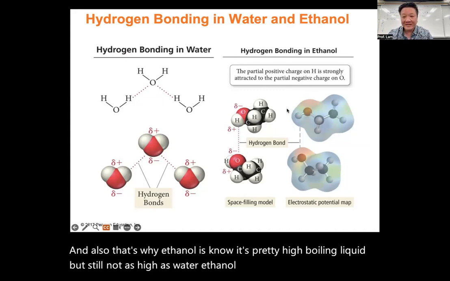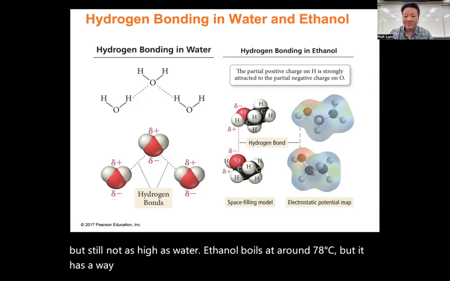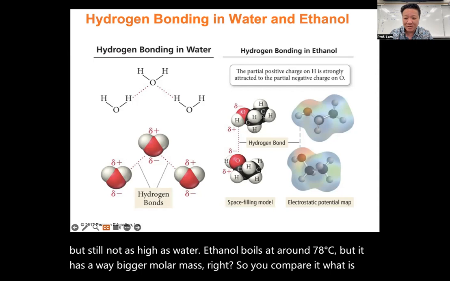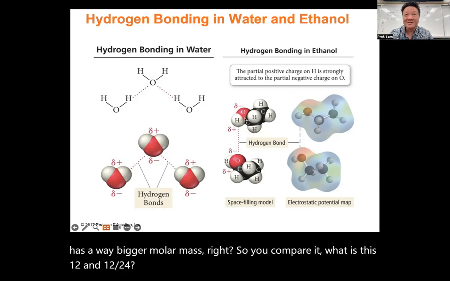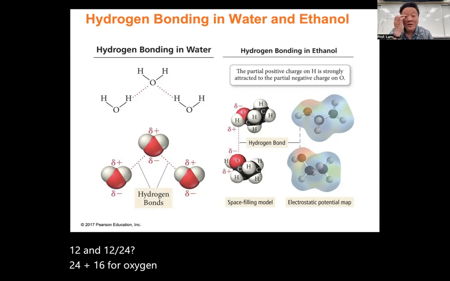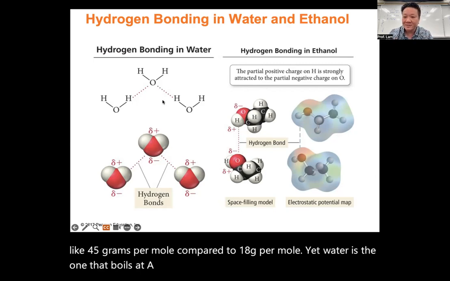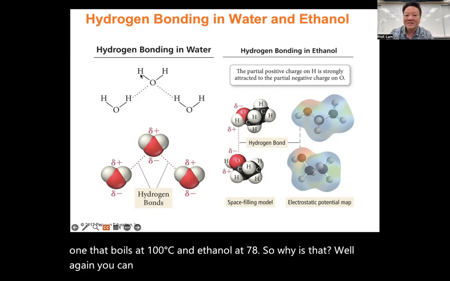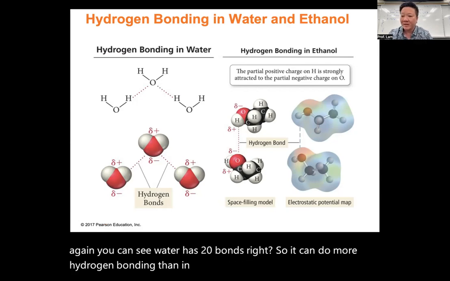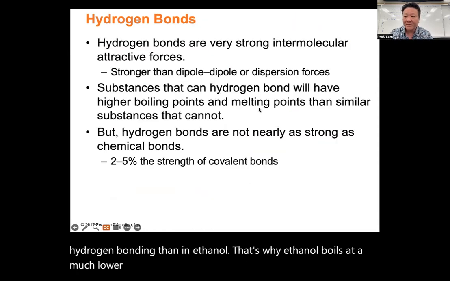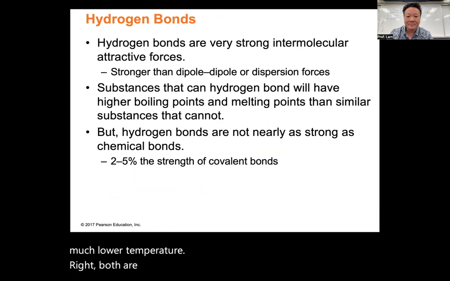Ethanol boils at around 78 degrees Celsius, but it has a way bigger molar mass. Let's compare: 12 and 12 is 24, plus 16 for oxygen is 40, 45 with the hydrogens. So something like 45 grams per mole compared to 18 grams per mole. Yet water is the one that boils at 100 degrees Celsius and ethanol at 78. Why is that? Well, water has two OH bonds, so it can do more hydrogen bonding than ethanol. That's why ethanol boils at a much lower temperature. Both are liquids at room temperature.